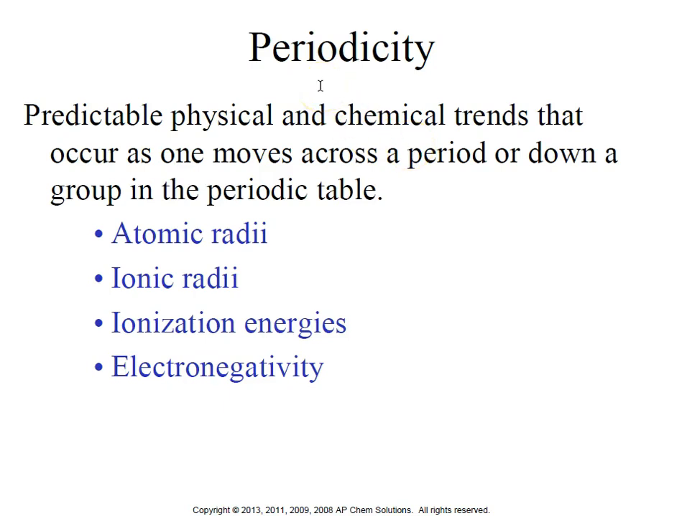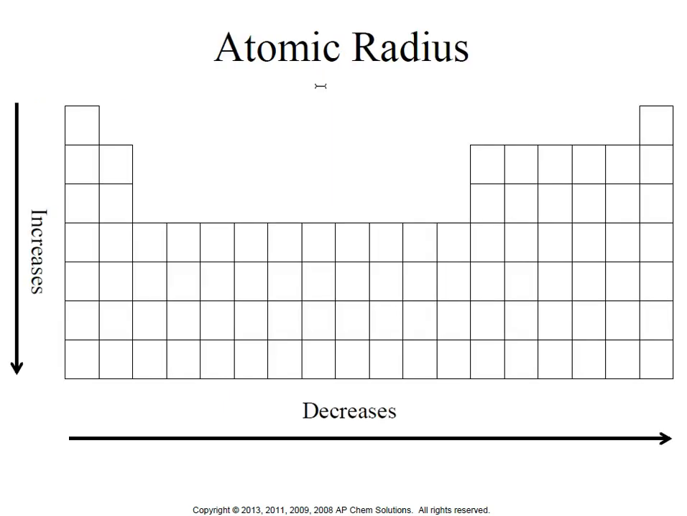This effect helps explain a lot of our periodic trends. So we're going to run through these periodic trends and talk about why each of them occurs. So we have atomic radius, ionic radius, ionization energy, and electronegativity. Key vocabulary and key to understand the trends. The first trend is the atomic radius. As you go down the periodic table, the atomic radius increases, but as you go across, the atomic radius decreases.